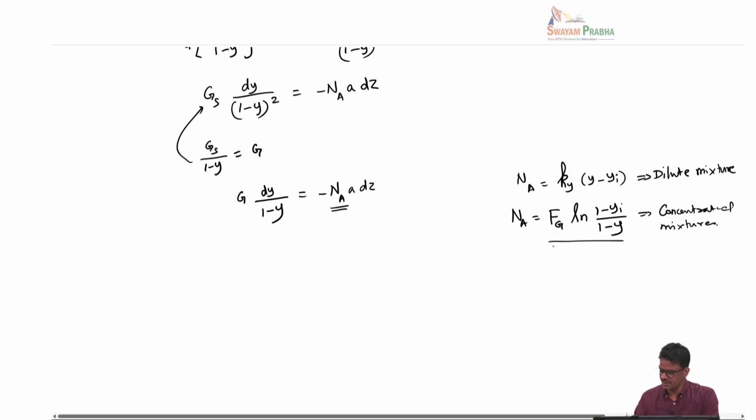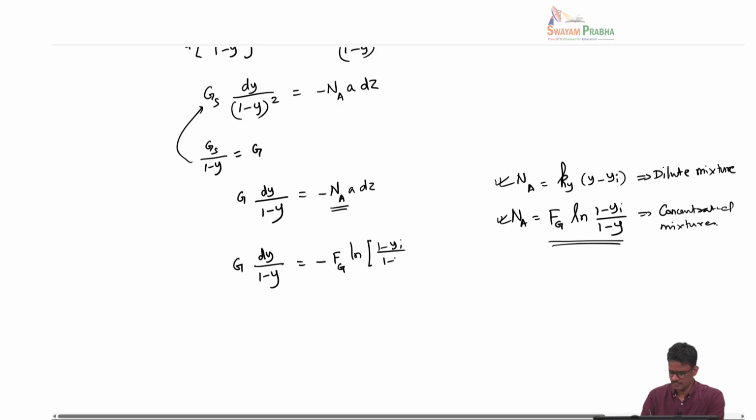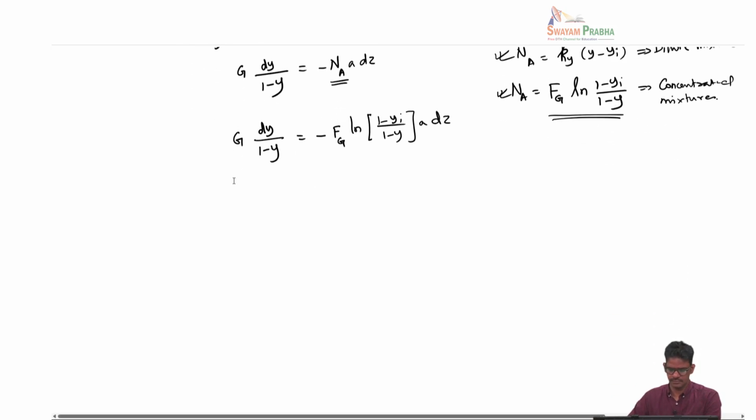So now we are going to use this particular expression for NA. So these are the kinds of differences or changes when we deal with the concentrated mixture in comparison with the dilute mixture. In the dilute mixture we used this expression, and in the concentrated mixture we are going to use this. So now we can separate the variables.